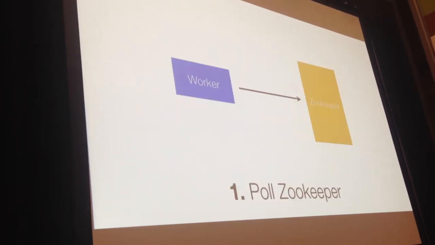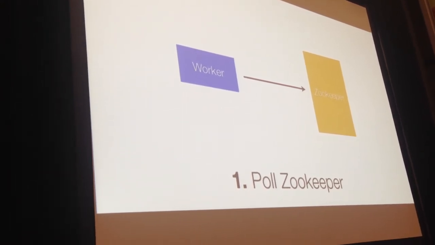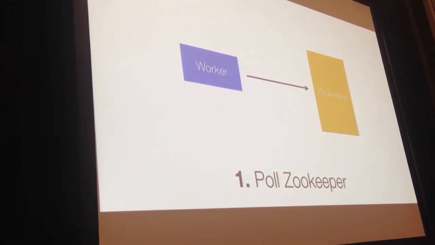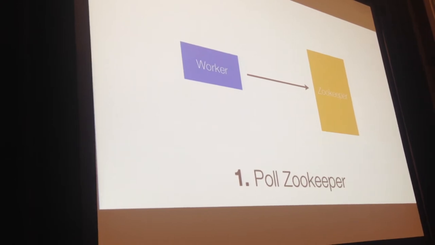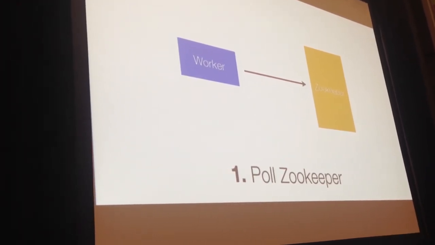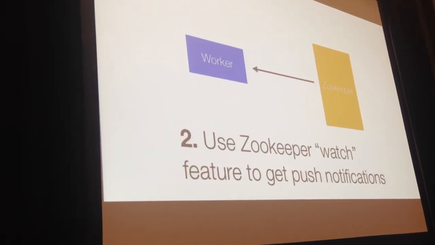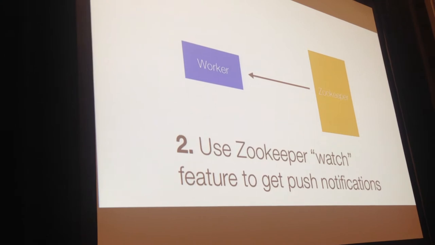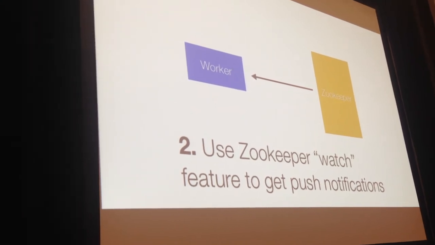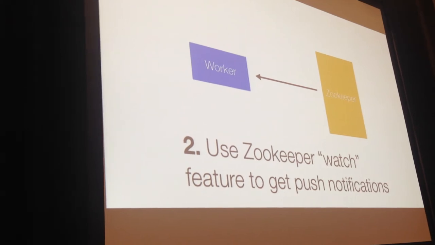The first is the pulling method, where the worker pulls Zookeeper every few seconds to refresh the location information. This works great, but it adds a few seconds of latency between when the location information is available and when it is propagated. The second method is to use a feature in Zookeeper called watches, so that as soon as the information is updated in Zookeeper, that information is pushed and immediately propagates to all workers.